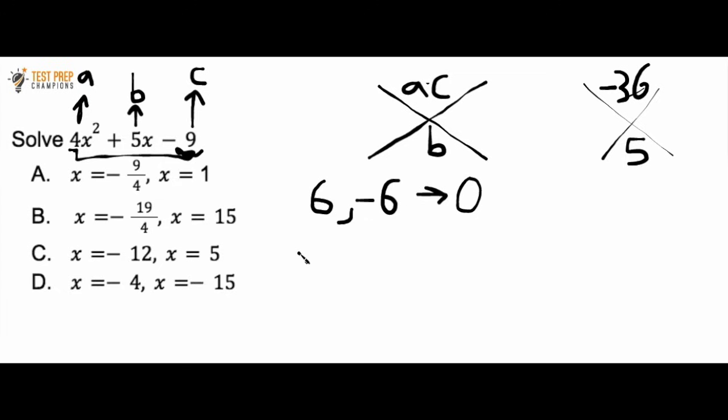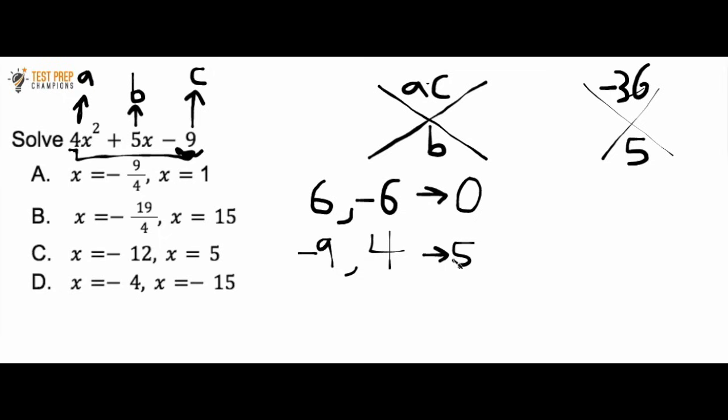So what about negative 9 and positive 4? Negative 9 times 4 is going to give us negative 36. So it passes the first test. Now let's add these up. Negative 9 plus 4 is going to give us negative 5, not just 5.